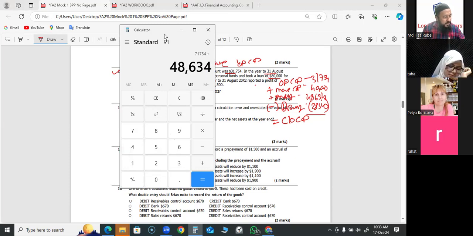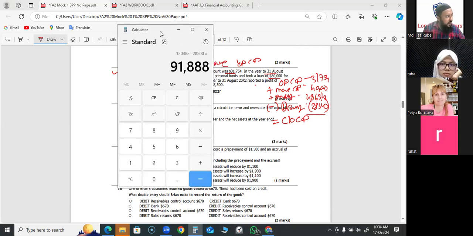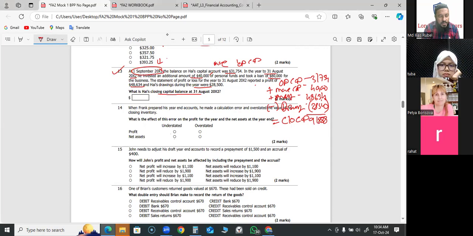48,634. These are all in, and minus is 20,540, is it? My handwriting, 500, yeah. 91,888 is the right answer, right? 91,888 is the right answer. Yeah. So this is your closing capital. That's going to go here. Moving to the next bit. I hope everybody got that answer. Makes sense, yeah? Right? Yeah. Thank you. Thank you, Tuba. Thank you, Olin. Next one, number 14.